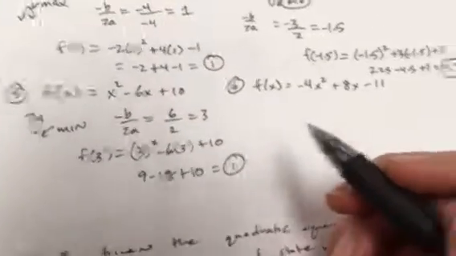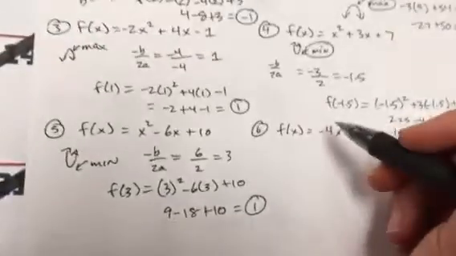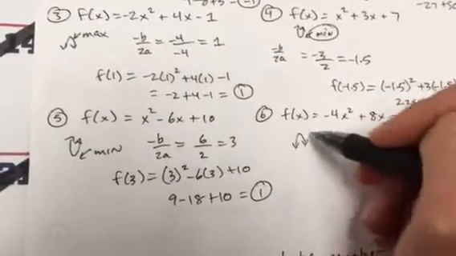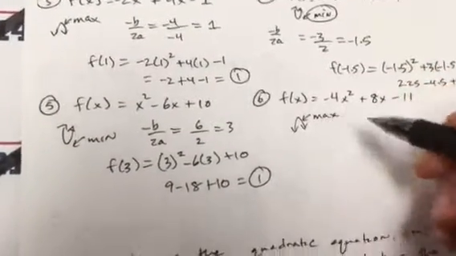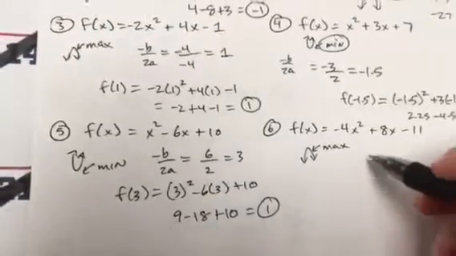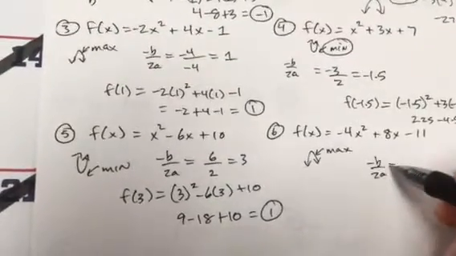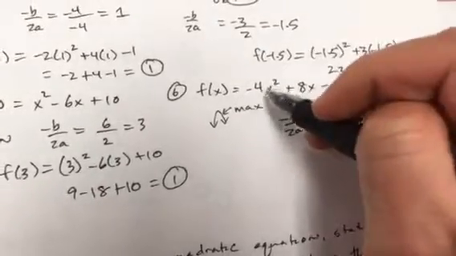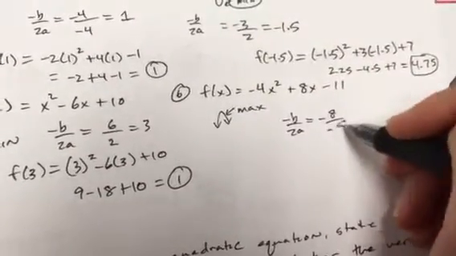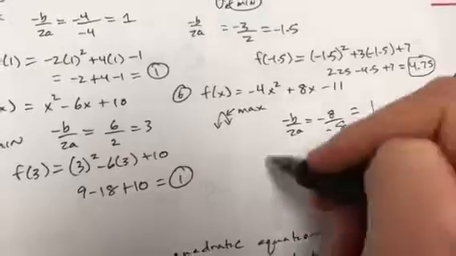positive 1. All right, and finally on 6 is a negative 4x squared. It's going to be an igloo. An igloo has a maximum value. Negative b over 2a. The opposite of my middle term is negative 8 over double a. If you double negative 4, you get a negative 8. Negative 8 over negative 8 is 1.